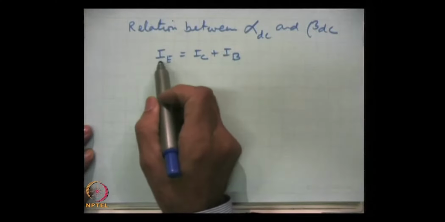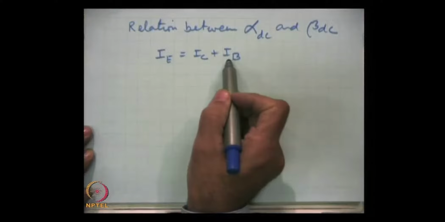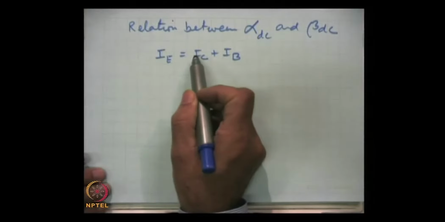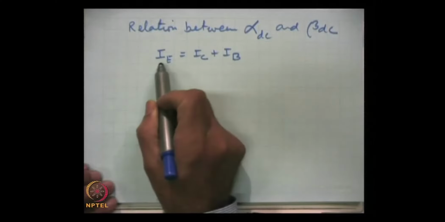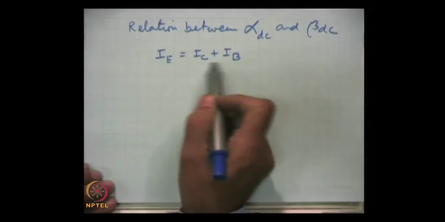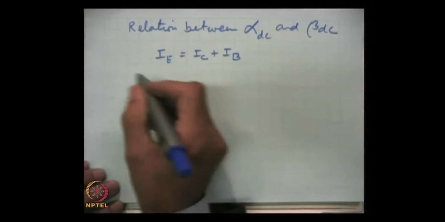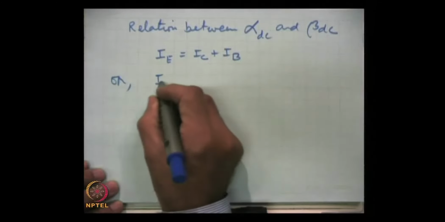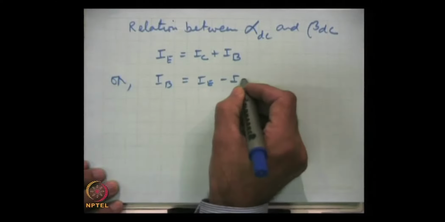You will recall that the emitter current breaks up into two regions. One is the base region where some of the electrons get recombined and which are responsible for the base current, and the remaining one, say 99% electrons, have crossed over to the collector. So, I E is made up of I C and I B, and now this can be written as I B equal to I E minus I C.